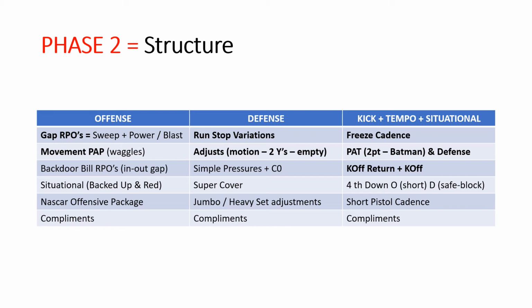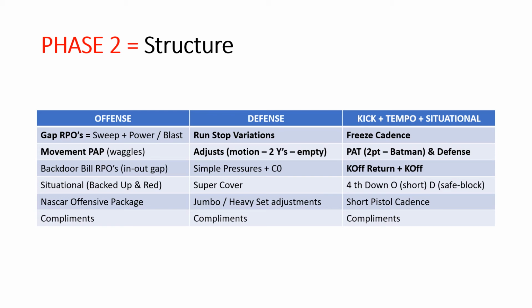Defensively, you want to look at your run stop variations, different fronts you might use, and then adjustments to motion, double tight end, and empty sets. Look at simple pressures. Super cover is where you're third and long, super safe, and then jumbo or heavy set adjustments and complements.